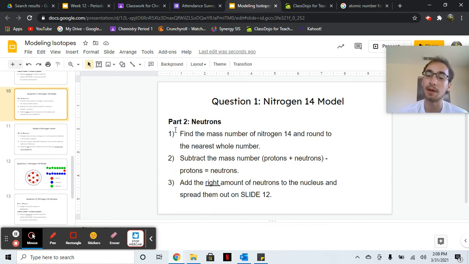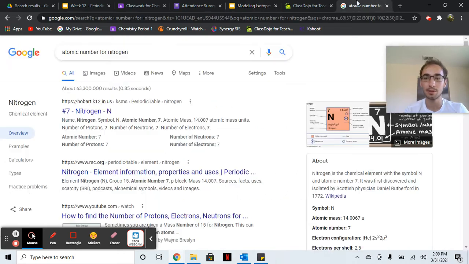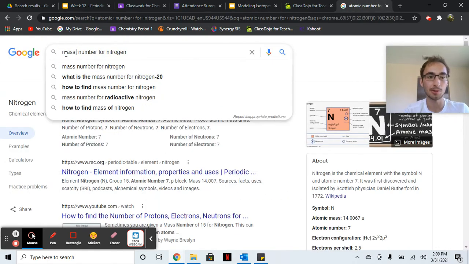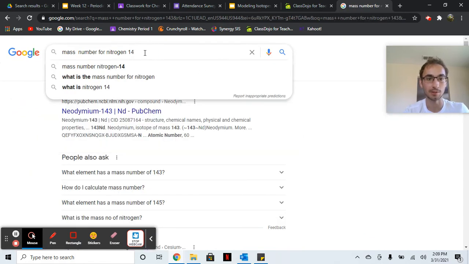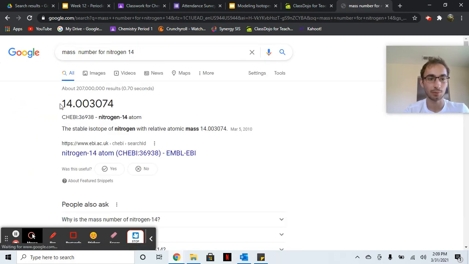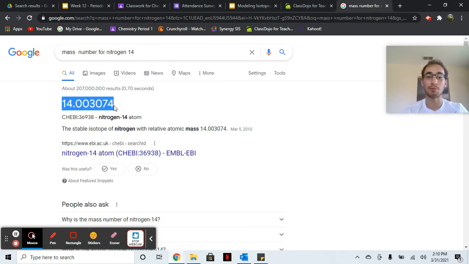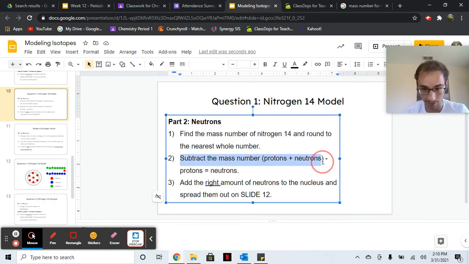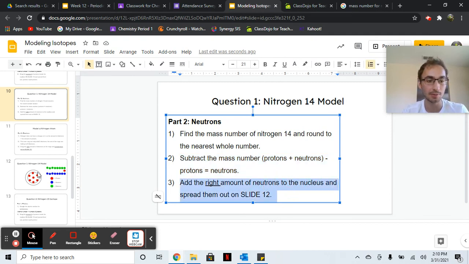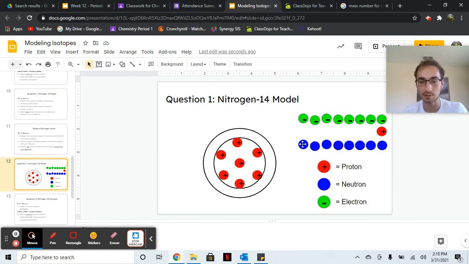Find the mass number of nitrogen-14 and round to the nearest whole number. So mass number for nitrogen-14. Whoops. 14.003074. So this one, nitrogen can weigh 14. Okay. Subtract the protons from the mass number, which is 14. So 14 minus 7 is 7. Add the right amount of neutrons to the nucleus. So now I'm going to add 7 neutrons.